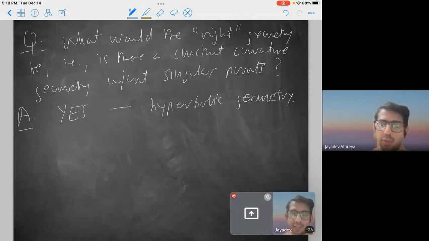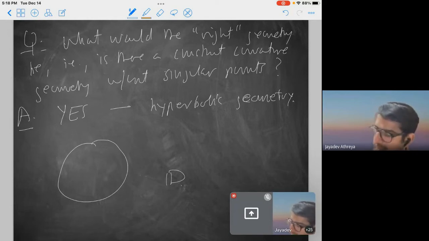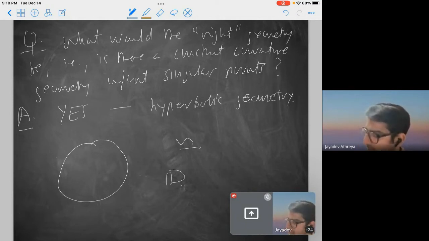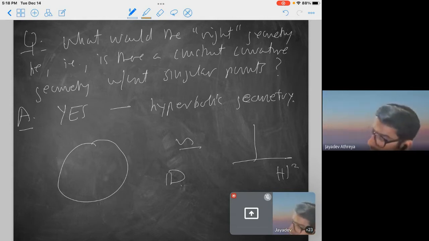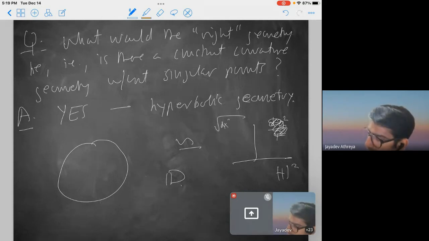Okay, so what do I mean that the correct geometry is hyperbolic geometry? Well, let me draw you a kind of picture here. So let's take the disk and let's think of the hyperbolic metric on the disk. Of course you can think of this as a model of hyperbolic geometry. You can also think conformally this is the same thing as the upper half plane. And in the upper half plane, the metric is ds equals the square root of dx squared plus dy squared, over y.